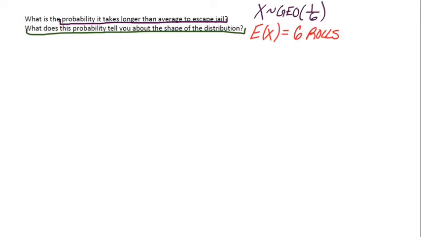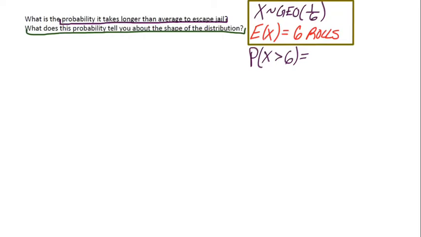What's the probability it takes us longer than average, longer than 6 rolls, to get out of jail in Monopoly? Well, that's like saying the probability that x is greater than 6, more than 6 rolls. So for us to have more than 6 rolls, that must mean we had at least 7. So the equivalent form would be the probability that x is greater than or equal to 7 rolls, because the next whole number above 6 would be 7 rolls.